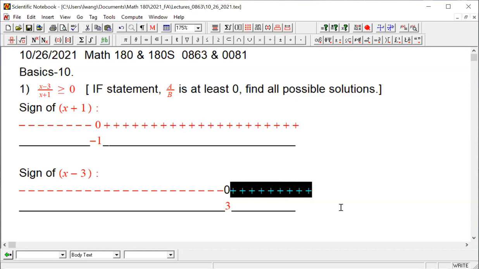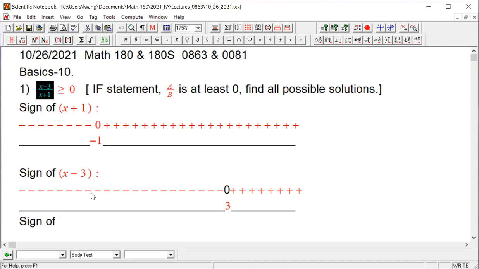Same idea, but there are some tweaks, some variations. What is it? Because we're dividing by x plus 1. When the denominator is 0, we cannot divide by 0. So in this case, we observe the sign of the quotient.